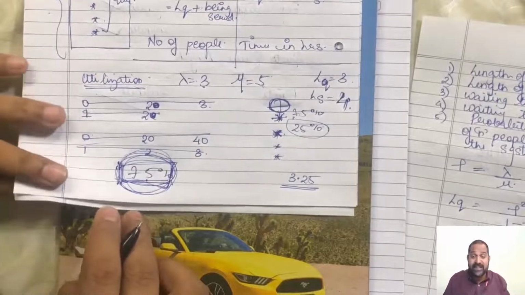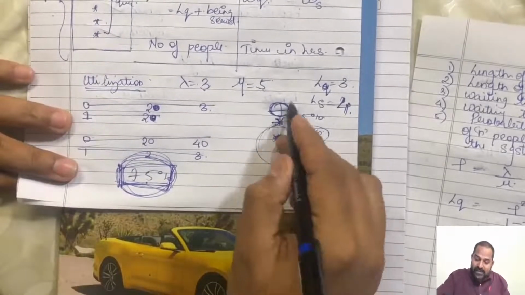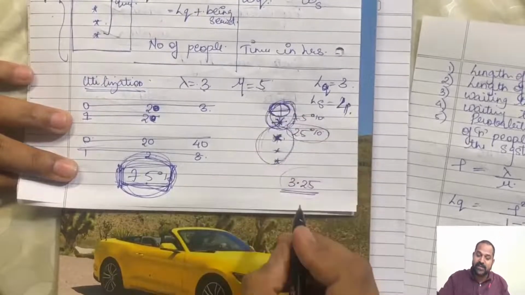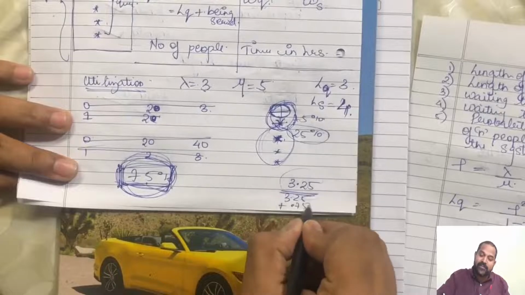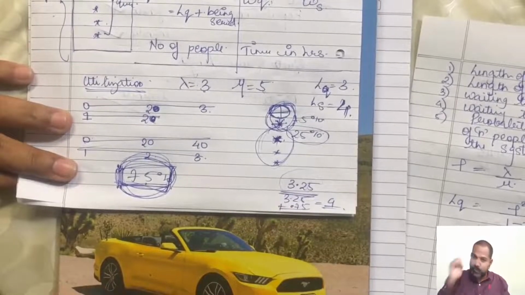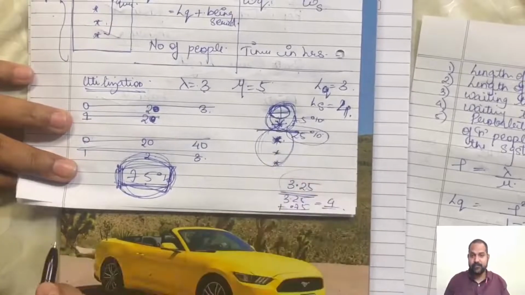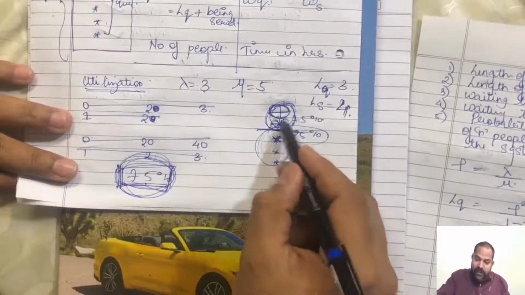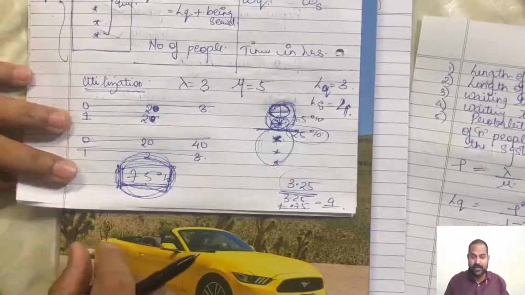And how many in the system? Well, 3.25 in the queue, and the 75% that is being served, so 3.25 plus 0.75, which is a total of 4. So there are 4 people in the system, but the split is: one entire person is not served. Only 75% of that person is served.